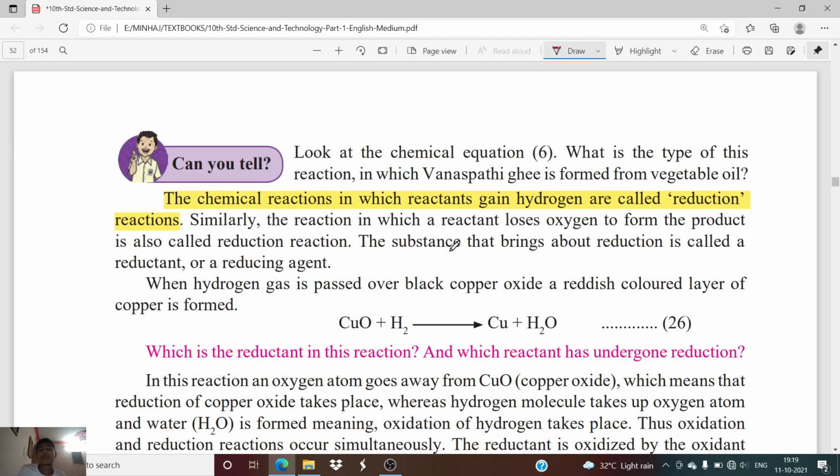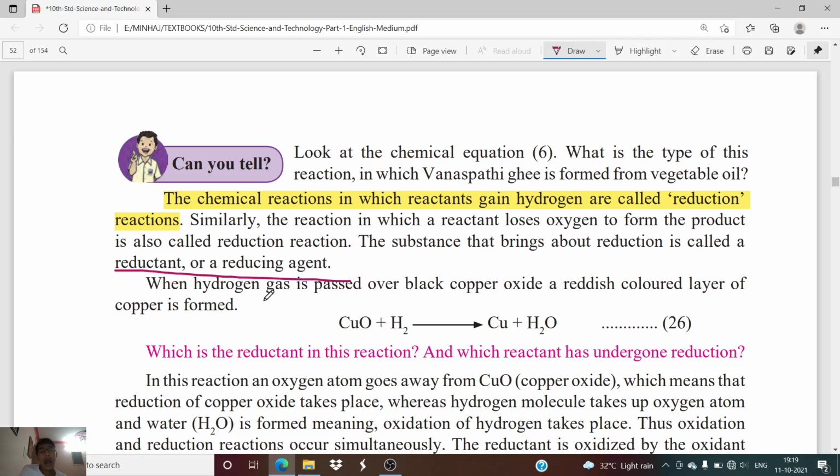The substance that brings about reduction is called a reductant or a reducing agent. So any reactant or compound which is going to perform the reduction, which is going to remove the oxygen or provide the hydrogen, that particular compound is called a reductant or reducing agent.